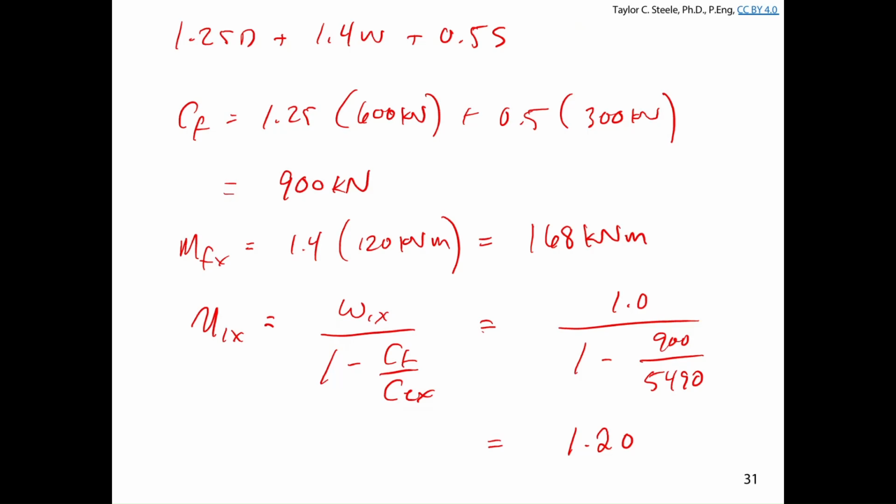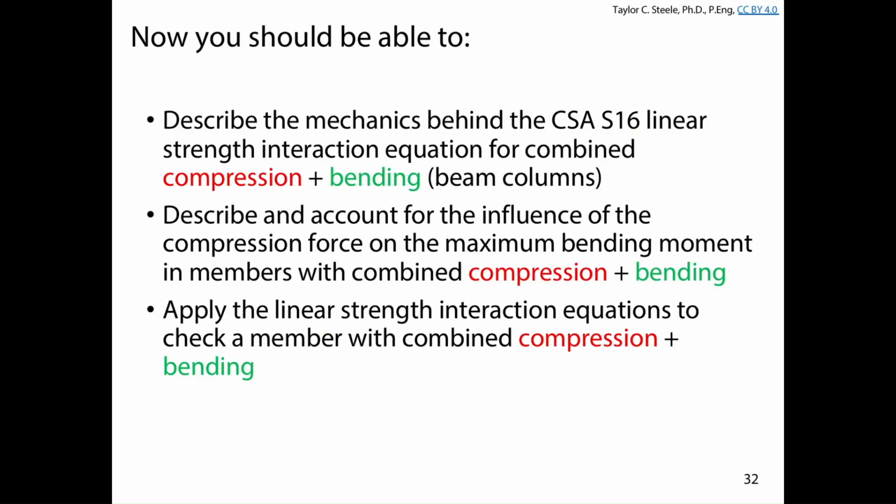Okay, so we'll look at the strength interaction next day, because we'll see that this column is actually not class 3. But now you should be able to describe what's going on behind the scenes for the interaction equations for compression and bending, describe and account for that compression force, the P delta effect, and the effect of that axial force on the maximum bending moment when we have a member with compression and bending. And though we haven't done an example, work through applying those strength interaction equations to check a member that has combined compression and bending if it's a class 3 section.